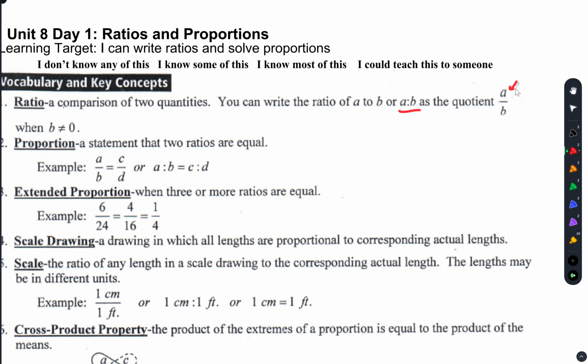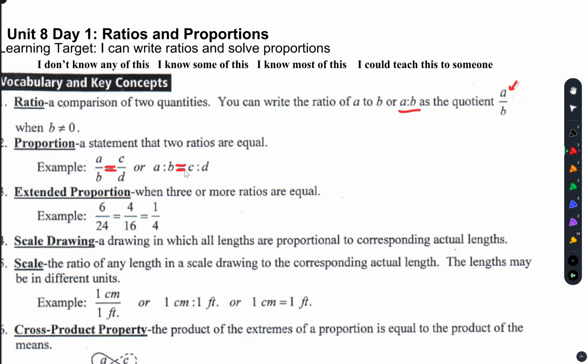A proportion is different from a ratio. A proportion is when we take two ratios and we set them equal to each other. So most notably, there's an equal sign in the middle. It is two different ratios. We use these to solve problems where we are finding missing information. We'll set together a proportion.